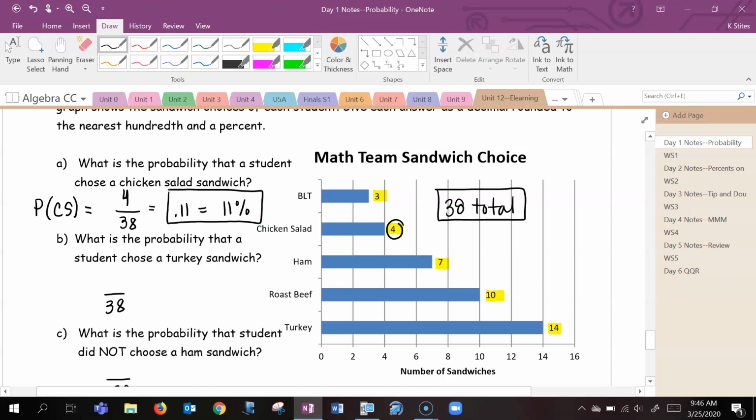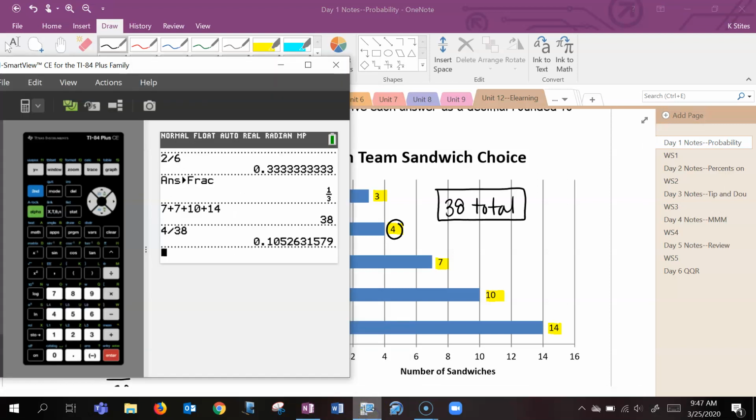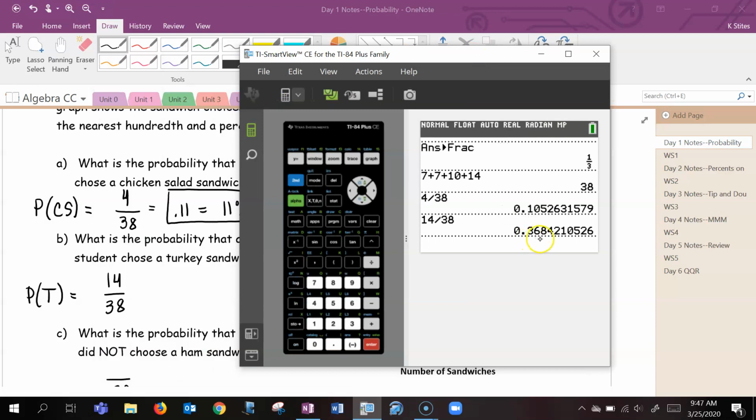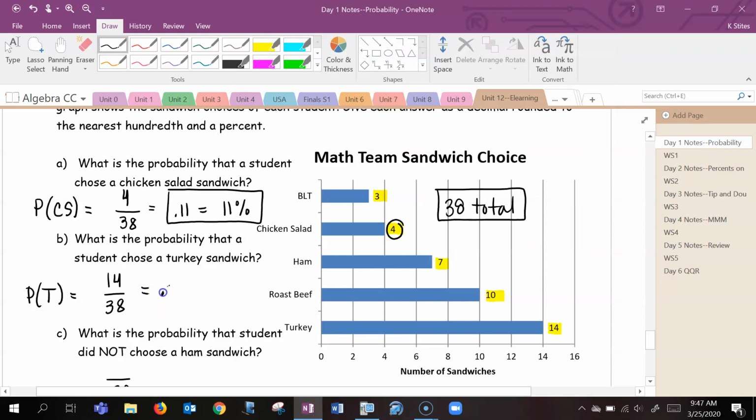What is the probability that a student chose a turkey sandwich? All right, so look at your bar graph here. Turkey is 14. Put my little notation, probability of T for turkey. And then we're just going to type that in. Again, the 38 came from the total number. So I have 0.36, but there's an 8 there. It's going to move us up. So 0.37, which is 37%. And remember, to get that percent, I can either just multiply my decimal by 100, or I can move my decimal 2 to the right.